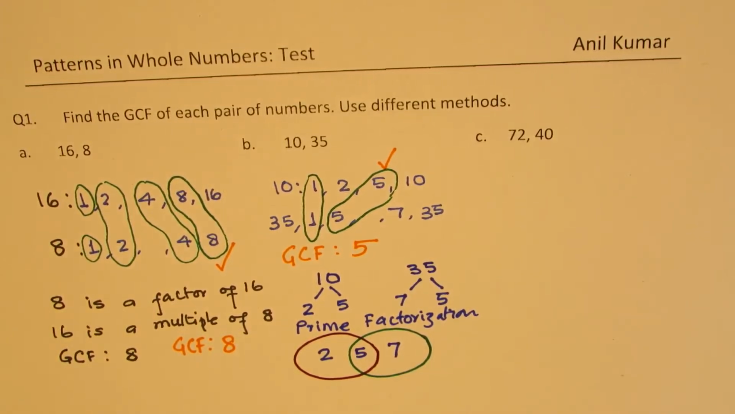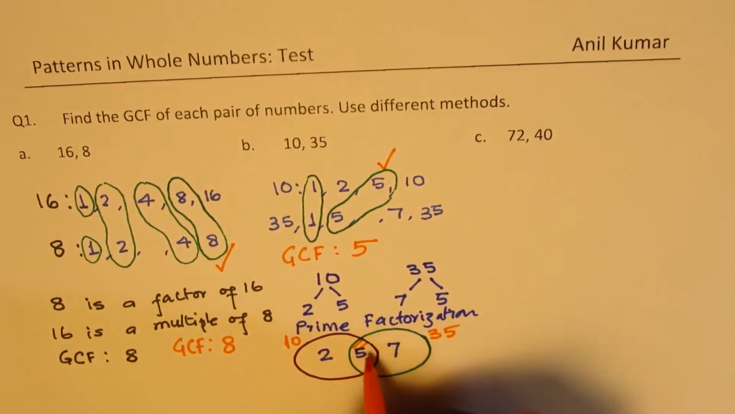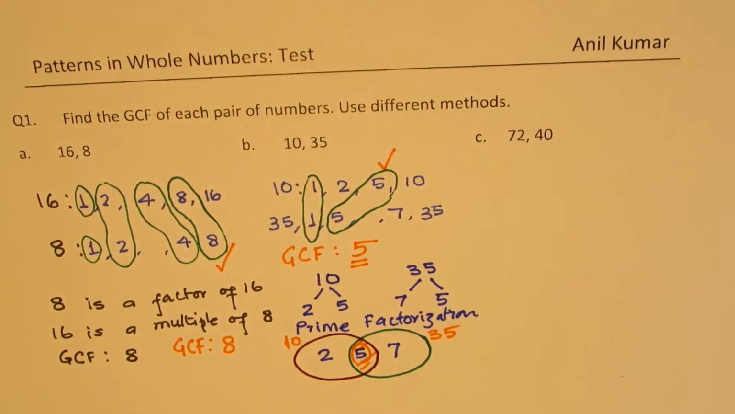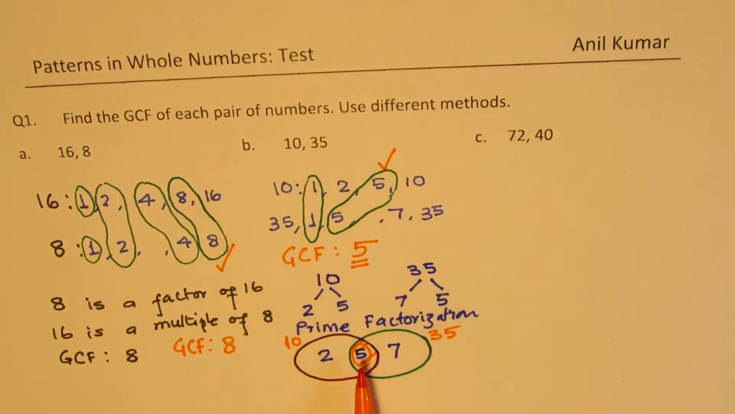So what you see here is that we have written the factors for the numbers 10 and 35, correct? The greatest common factor is 5. Do you see this number here? And so once again, we confirm that 5 is the greatest common factor. So that becomes your third technique to find the greatest common factor. For bigger numbers like 72 and 40, this is a very good technique. For smaller numbers, you can list all the factors and match. Perfect. So you can follow any of these techniques.